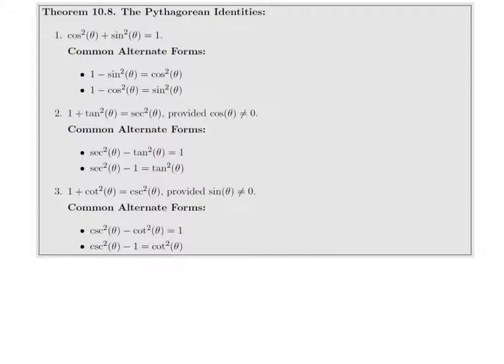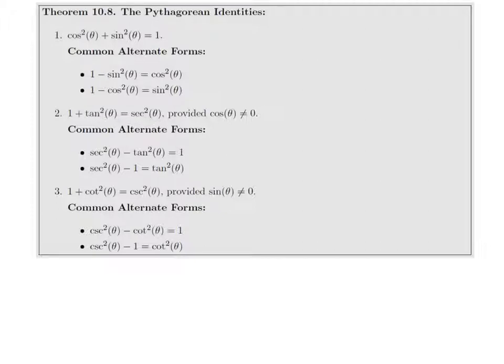For example, to get this common alternative form, solve for cosine squared. To solve for cosine squared, you subtract the sine squared and you get 1 minus sine squared equals cosine squared. Or if you solve for sine squared and subtract the cosine squared, you get this identity, sine squared equals 1 minus cosine squared.